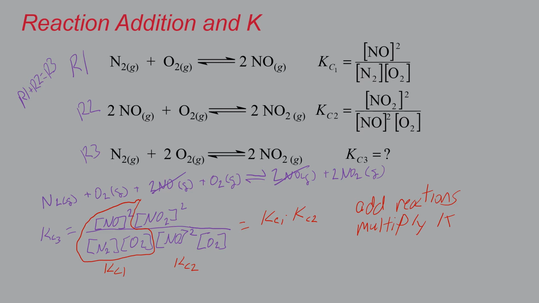And just to take this to its logical conclusion, if we do actually cancel out the nitrogen oxides, what you get is NO squared, N2 and O2. My apologies, this is NO2 squared, which means I goofed here.